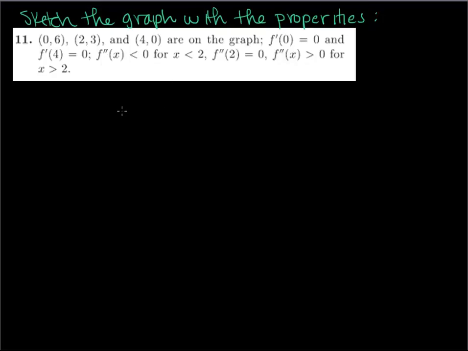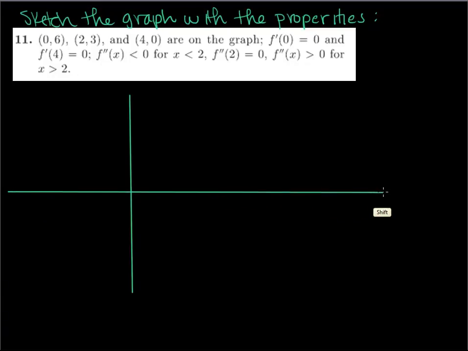All right, so let's draw. This could be interesting with me trying to do this by hand on my tablet here, but might as well try it, right? These are the points. Look at what this says: (0, 6), (2, 3), and (4, 0) are on the graph. So that's easy to do. I can easily graph those. That doesn't have anything to do with calculus. This is just algebra.